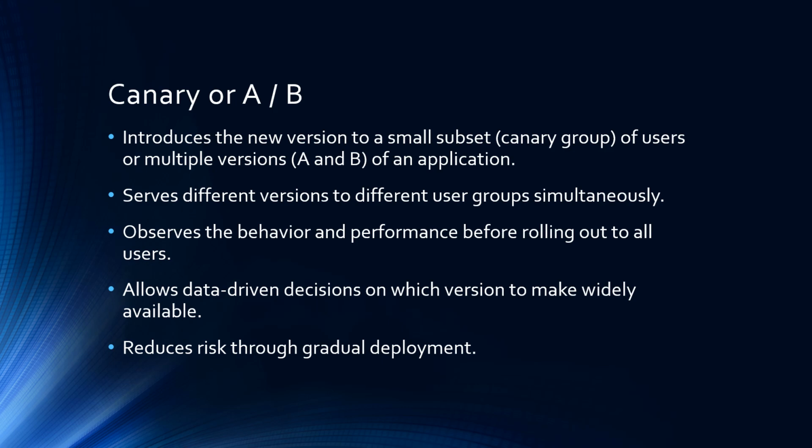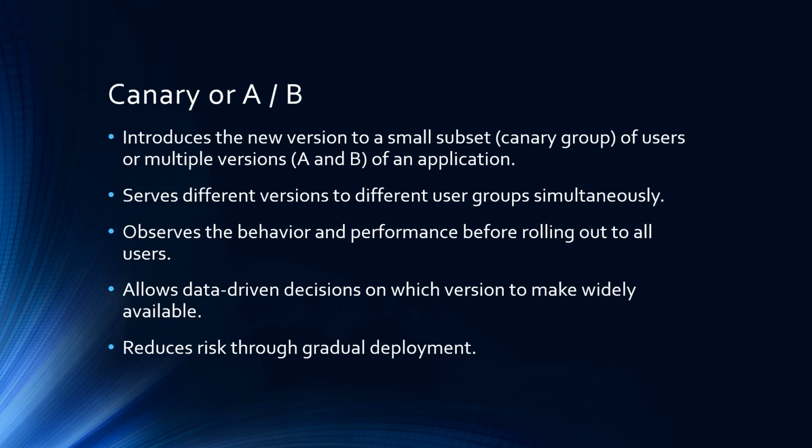Here's how it works in practice. Instead of updating all instances of your application at once, you introduce the new version to a small subset of your users, typically 5 to 10% of your traffic. This allows you to monitor how the new version performs in a real production environment while limiting any potential negative impact. The beauty of this approach is that it provides actual user data and performance metrics before committing to a full rollout.